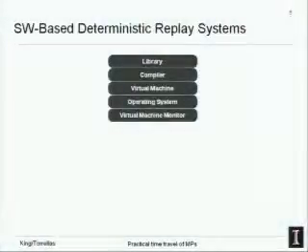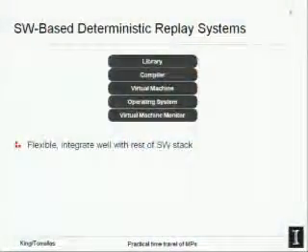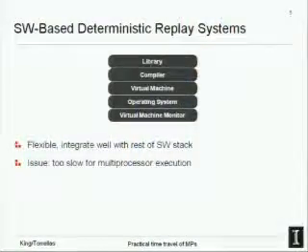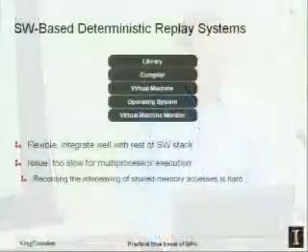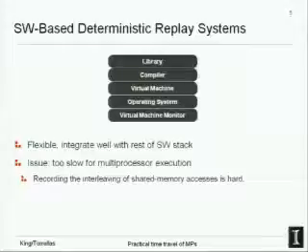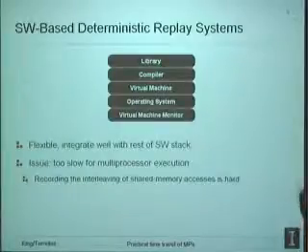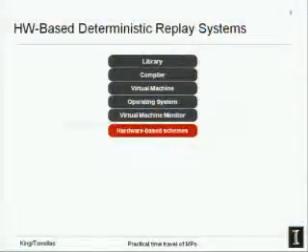There's been a lot of work on software support for deterministic replay. It can be done at the compiler level, virtual machine, operating system, many levels. We know it works. It's flexible, and it integrates well with the rest of the software stack. The problem is that it doesn't work so well for multiprocessors, at least that's what we think. The reason is that it would be too slow, because we would need to record the interleaving of all the shared memory accesses to know exactly how the program's memory accesses interleaved. So you would need to instrument all these things. This is an opportunity for the hardware, and that's the motivation for hardware-based deterministic replay systems.